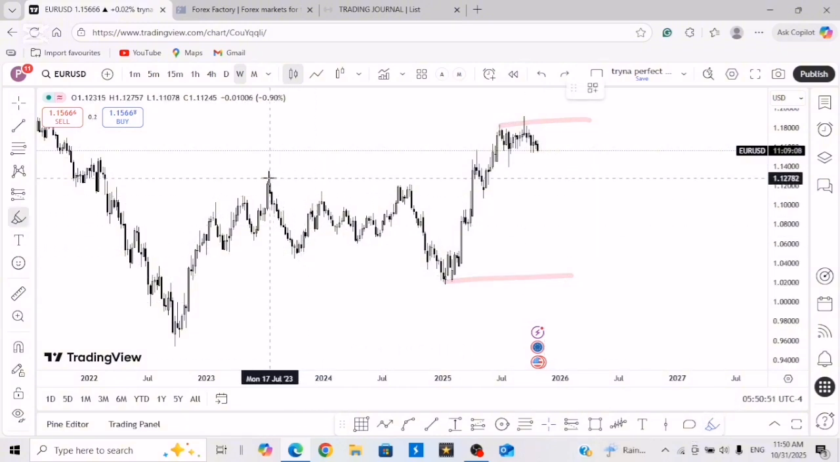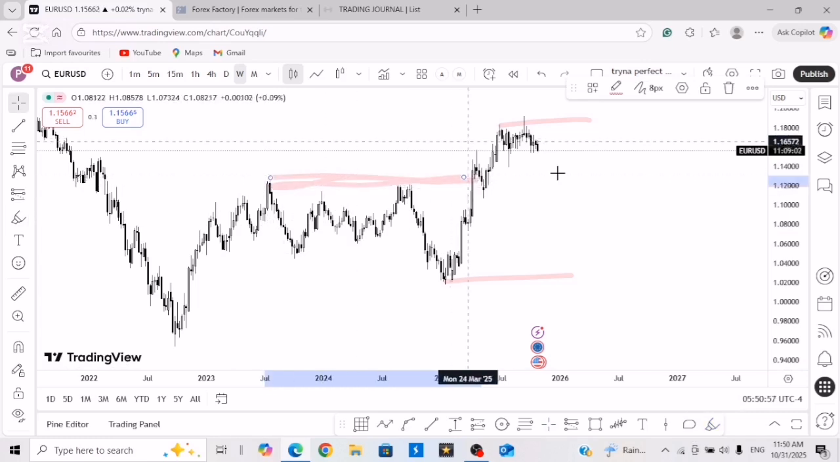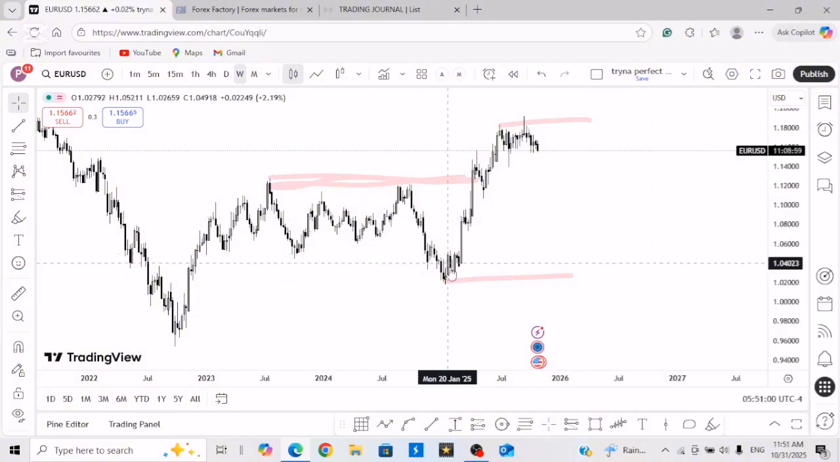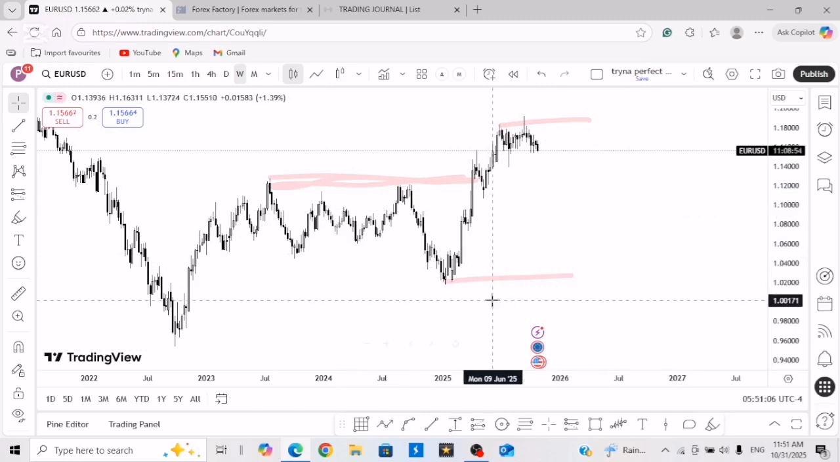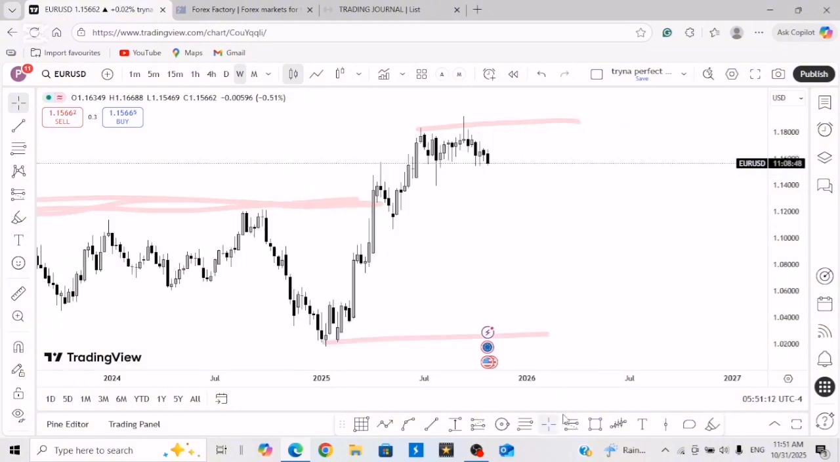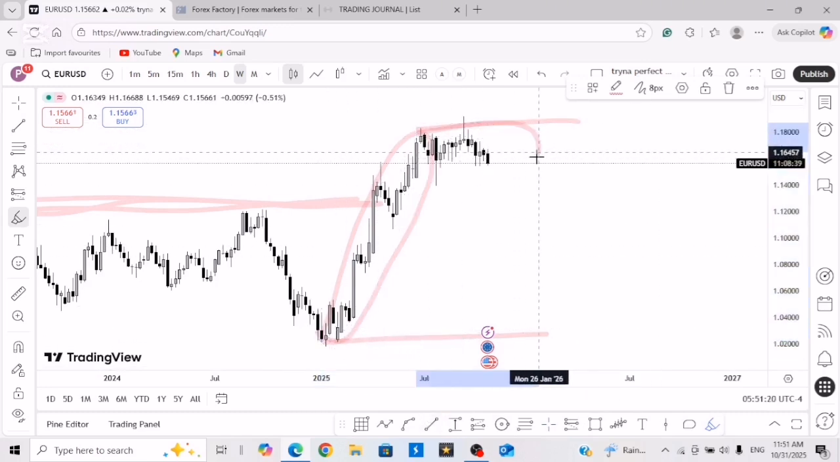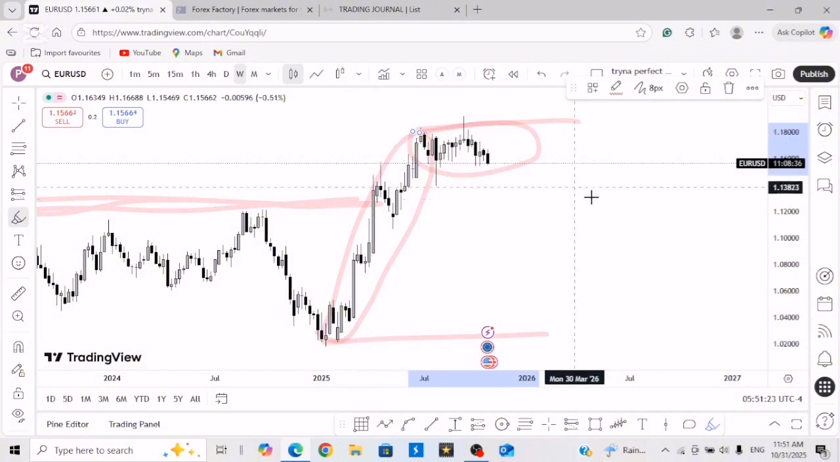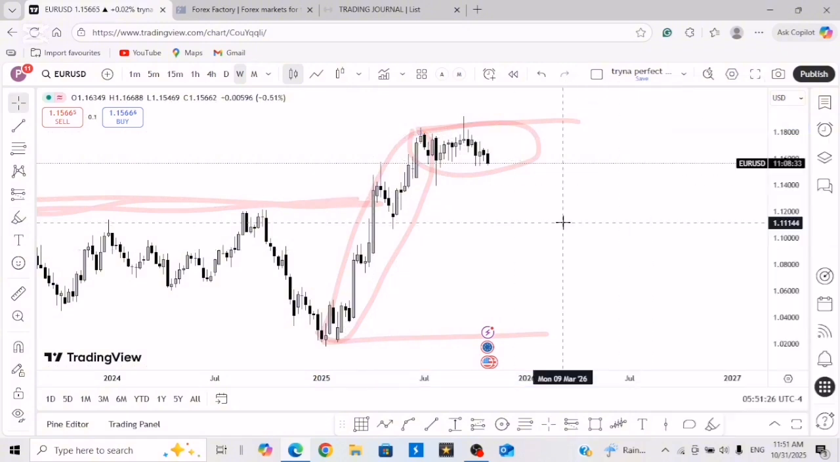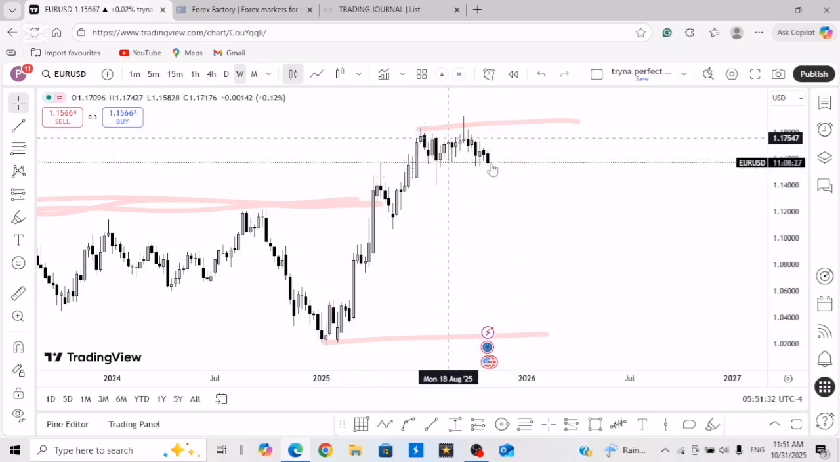And what did price also do? Price broke these weekly highs right here impulsively, guys. Price broke this thing impulsively. So what do you expect after an impulse? You expect some sort of pullback, right? And why do I say that we should expect a pullback? Because you guys can clearly see the momentum is not the same. Price is losing momentum. You can clearly see it's not moving, the momentum is not as bullish as before.